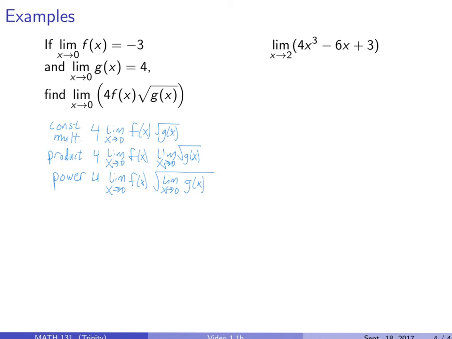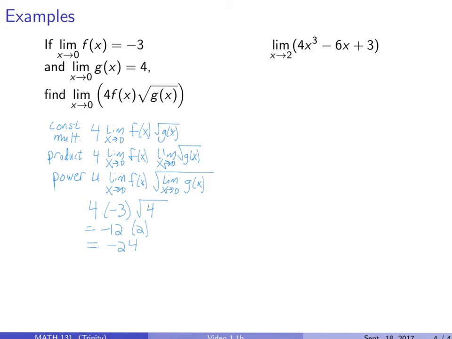And now we can just plug in the values that we know. The limit as x approaches 0 of f of x was given to us as -3, and then the limit as x approaches 0 of g of x was 4. 4 times -3 is -12. The square root of 4 is 2, and then -12 times 2 is -24. So my final limit is -24.